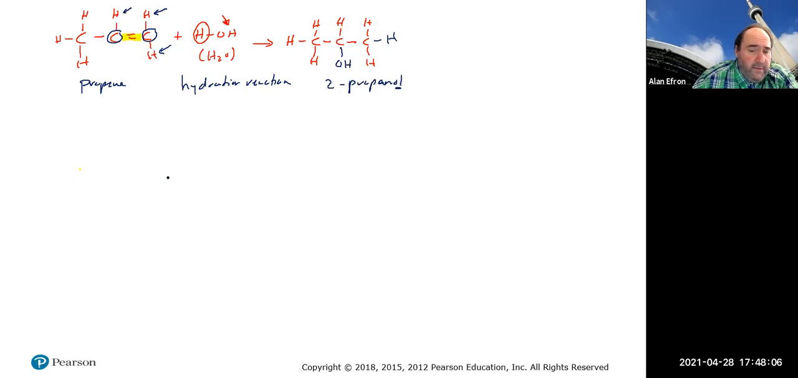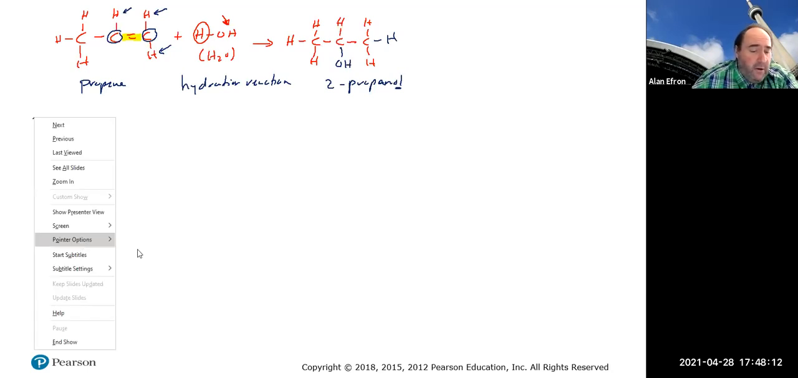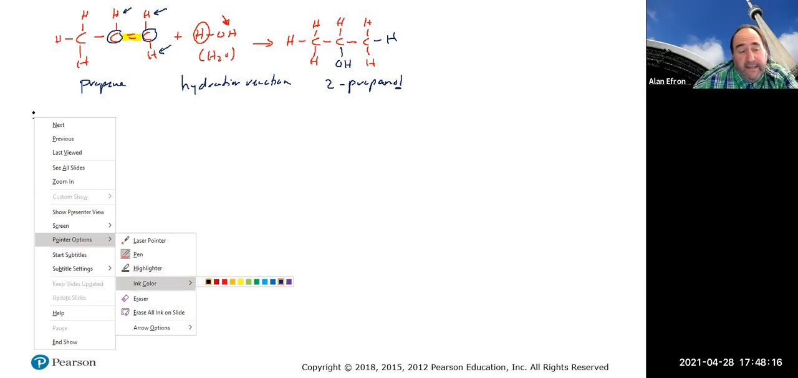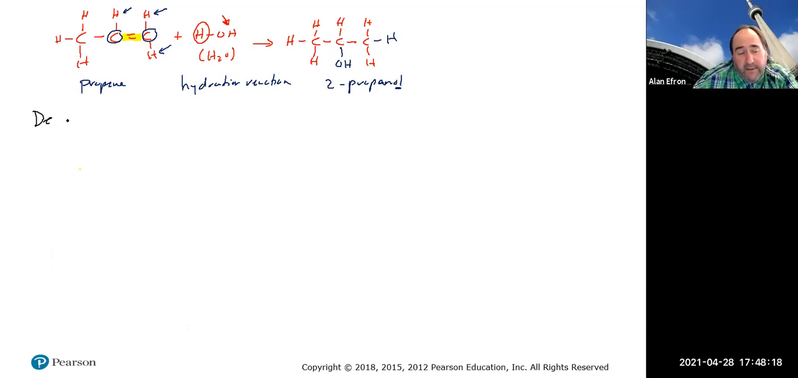And when we do a hydration reaction, the opposite of that is another reaction that alcohols basically undergo. This is referred to as a dehydration reaction. And in a dehydration reaction, we're basically removing water, is what that means. So if we just, yeah.